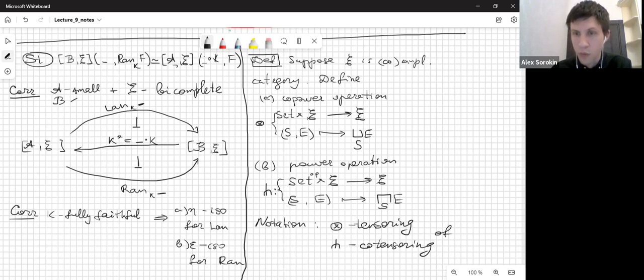Of whom? Of category E by category of sets. In our case, tensoring is given by the copower operation, and cotensoring by the power operation. Of course, the co is on one side in one case and on another side in the other, but power operation, even if it's cotensoring, is a power. We can't call power copower just because we want, but we know what a power is.